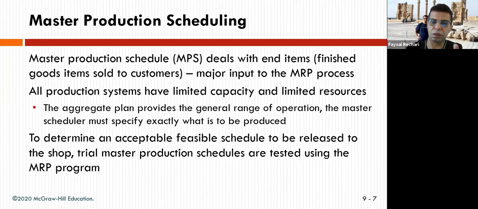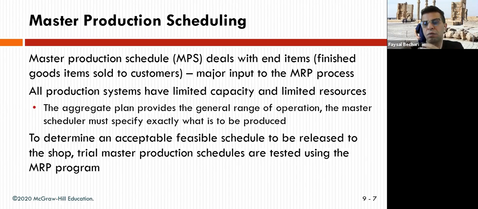All production systems have limited capacity and limited resources. So you cannot ask a manufacturer who can produce a maximum of 100 units to produce 150. If you don't have enough warehouse space, you cannot expect the company to produce up to the maximum capacity. These are the things you need to take into consideration when setting up your MRP. The aggregate plan provides a general range of operation. The master schedule must specify exactly what to produce. So they will tell you, I need 100 units at this time, to be delivered to this place, with this quality, all the specifications.